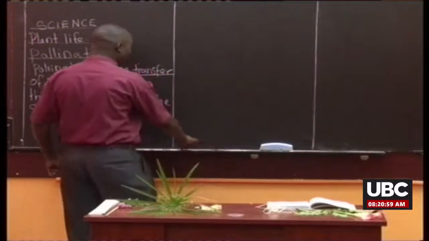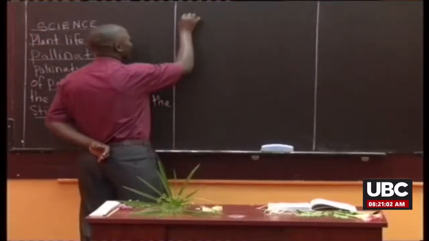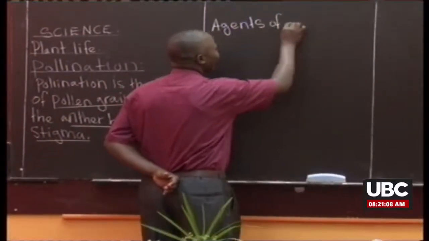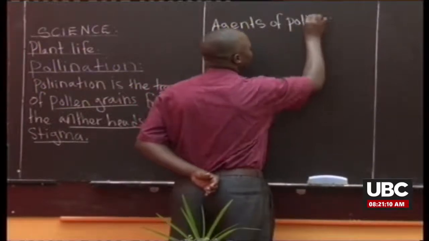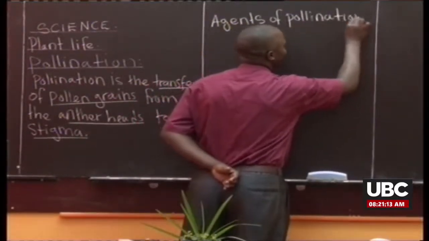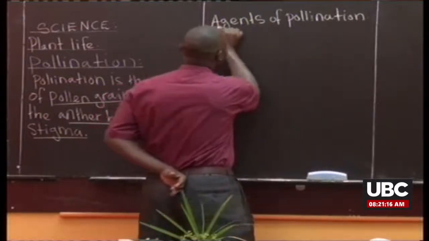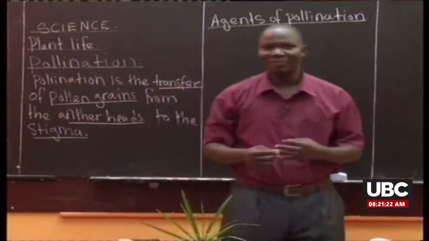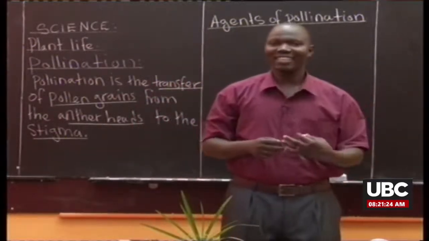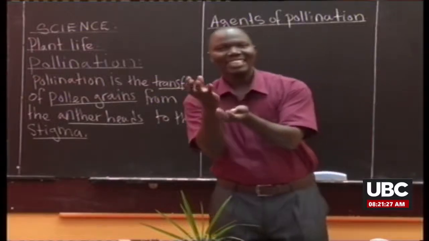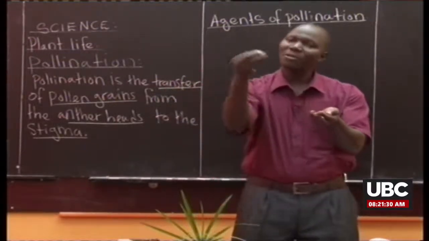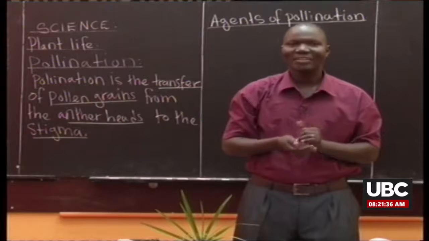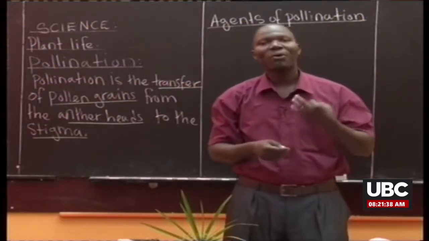Let's look at what we call agents of pollination. My good children, when you get the word agents, you don't need to get worried. We are asking, what is it that can make pollen move from the anther to the stigma? And those are the ones we are calling agents of pollination.